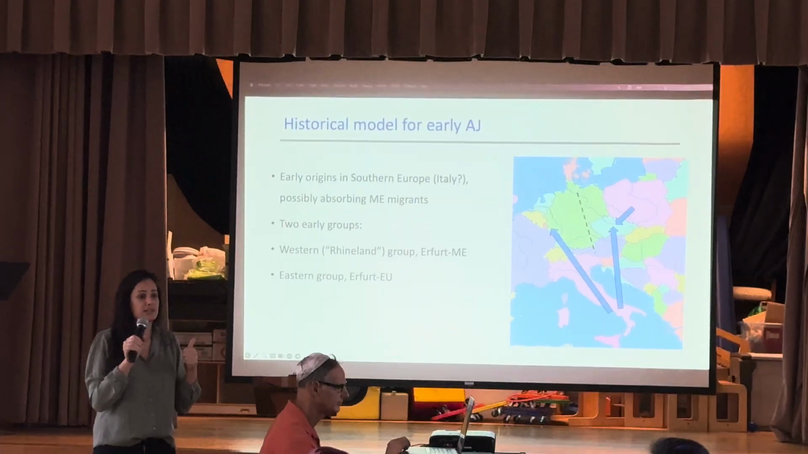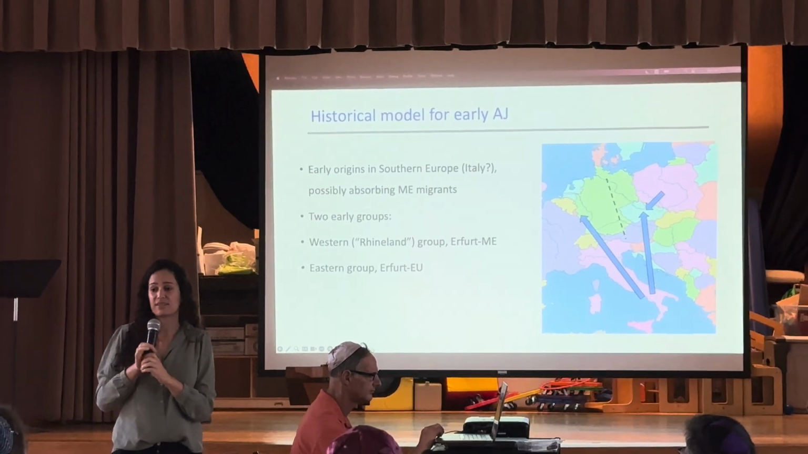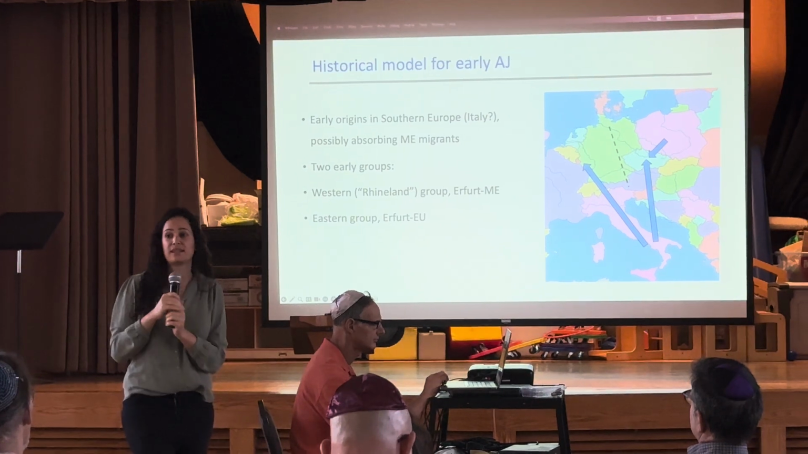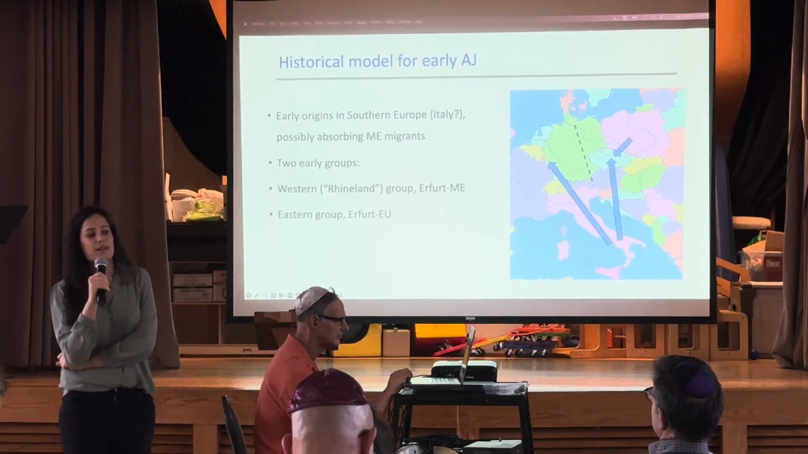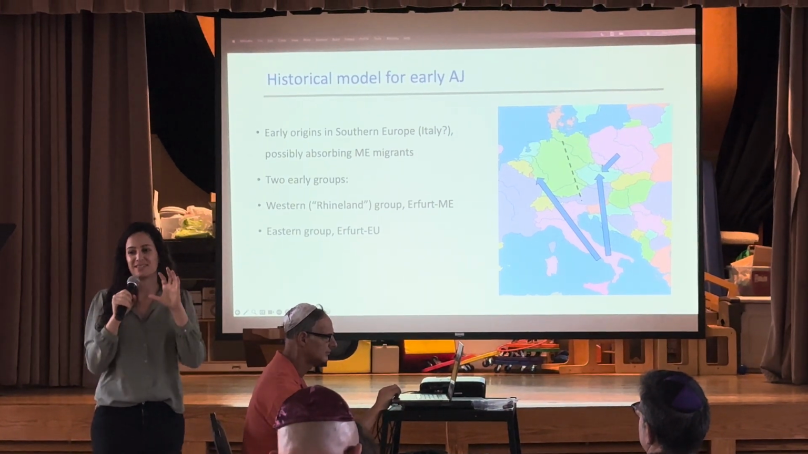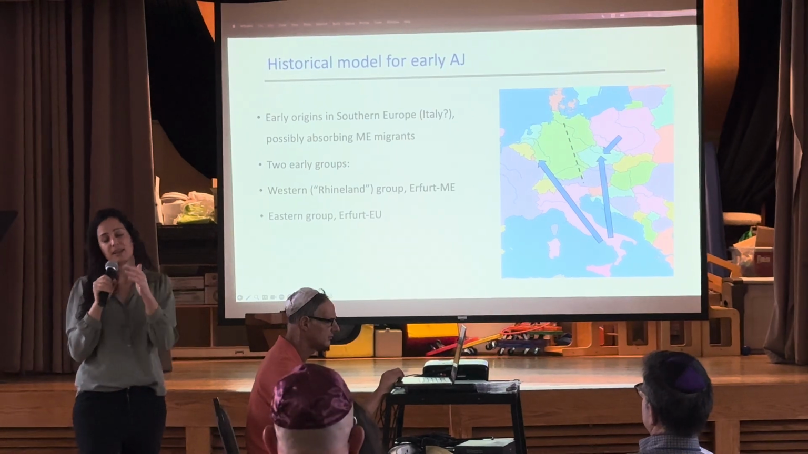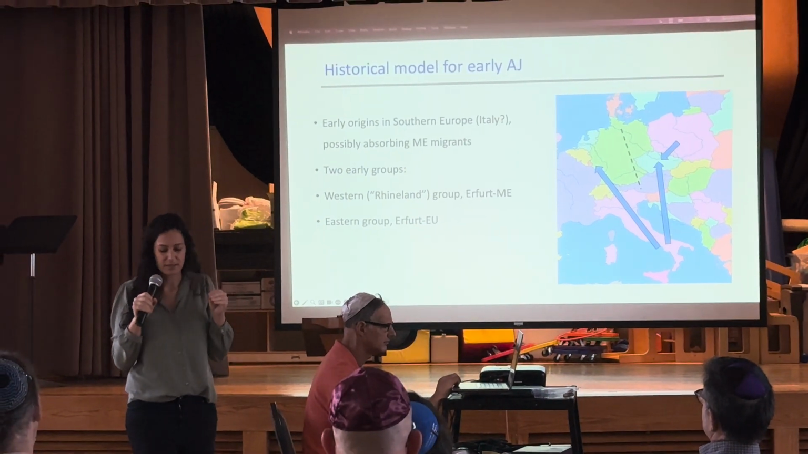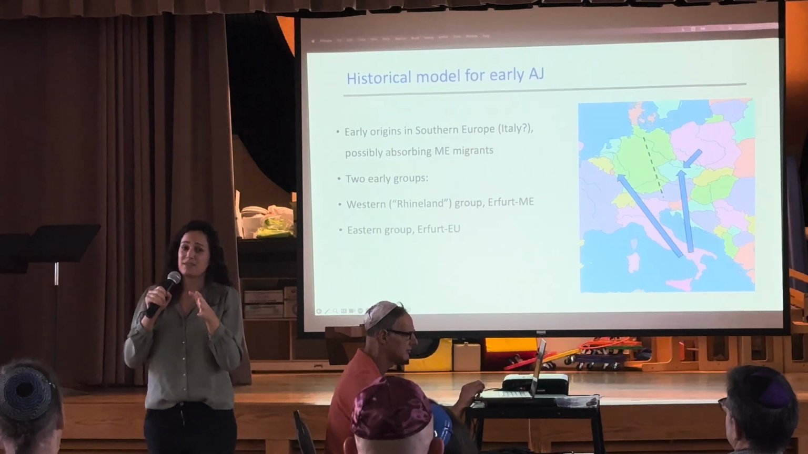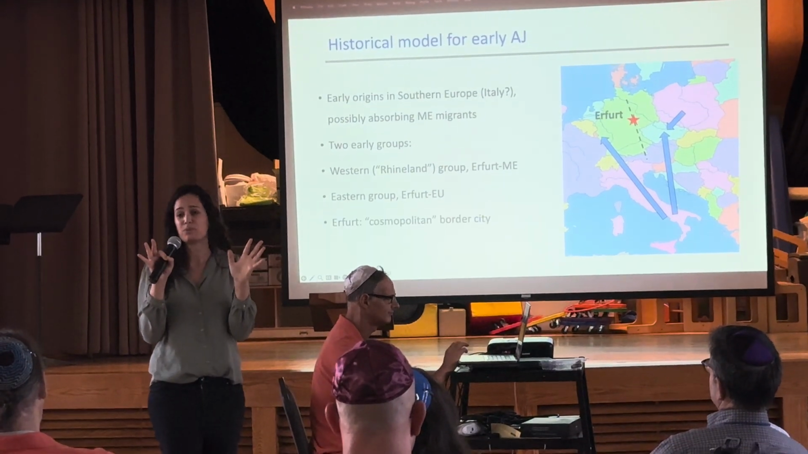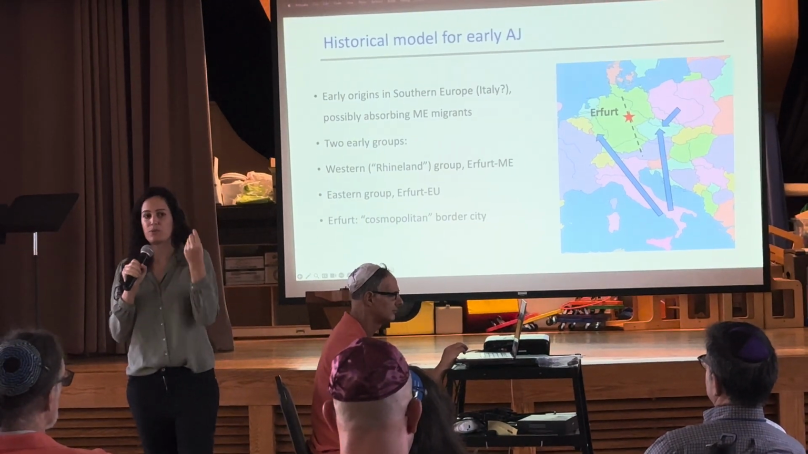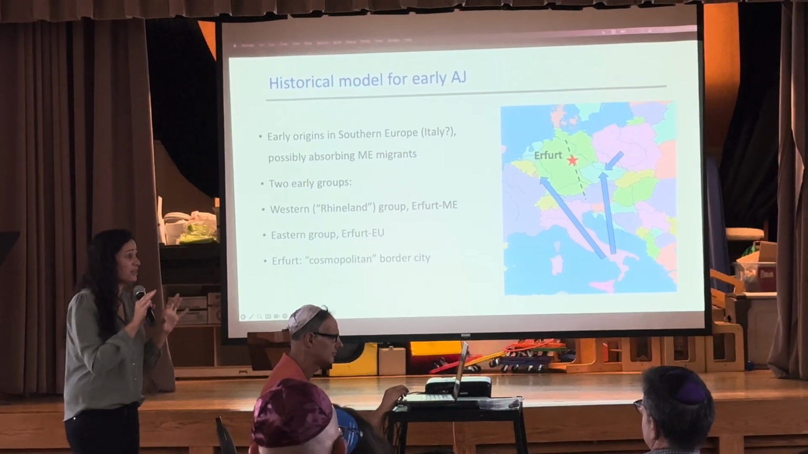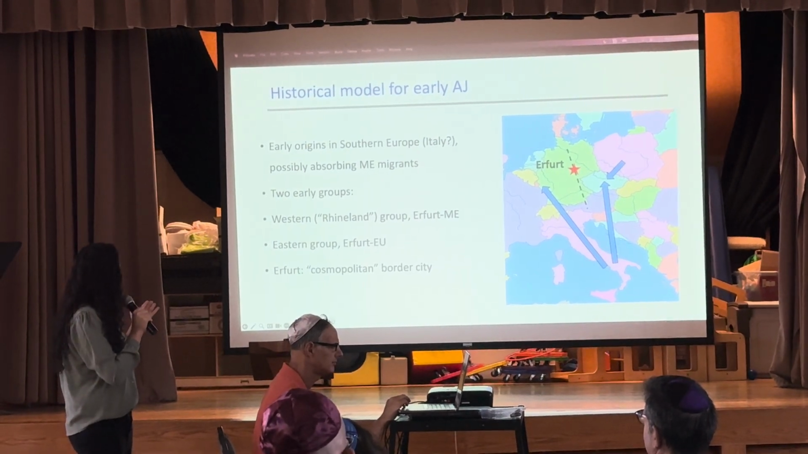We know from historical records that there were immigrants from the east, from outside of Ashkenaz, into Erfurt, into the second community of Erfurt. So we think that maybe this Erfurt EU group that has this Eastern European component represents these Eastern Jews, some of whom arrived into Erfurt, which is specifically mentioned in some documents as a border city between these two different Jewish groups. So it makes sense that even though we have samples only from one site, we still captured these two different Jewish groups that were apparently genetically different.